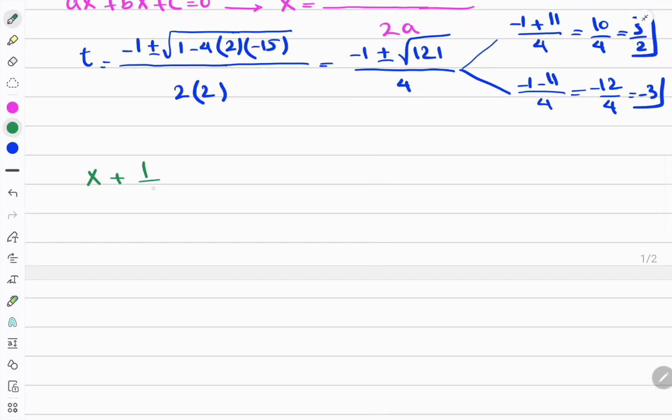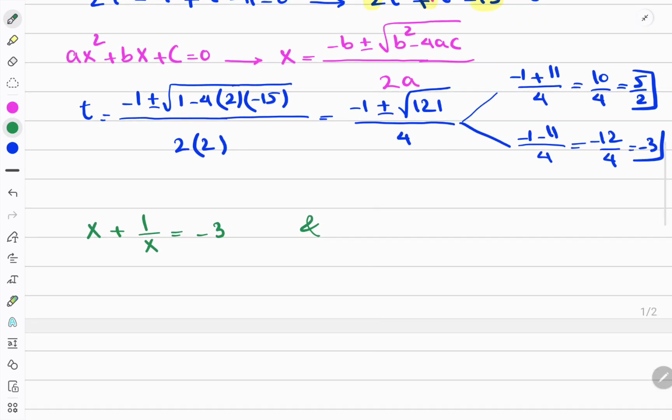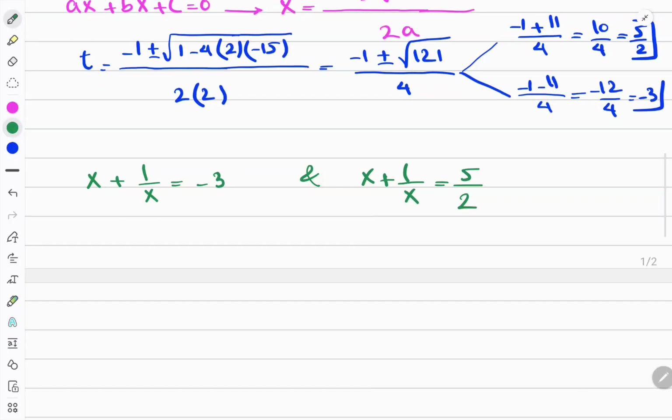x plus 1 over x is negative 3, and x plus 1 over x is 5 over 2. So we have two equations, and we are going to solve both of them to find the values of x.